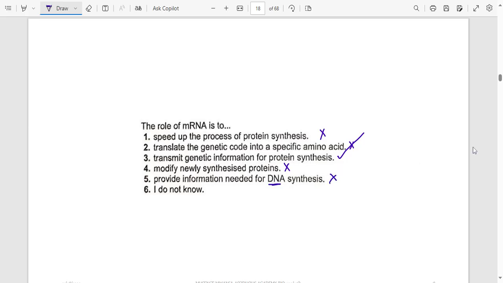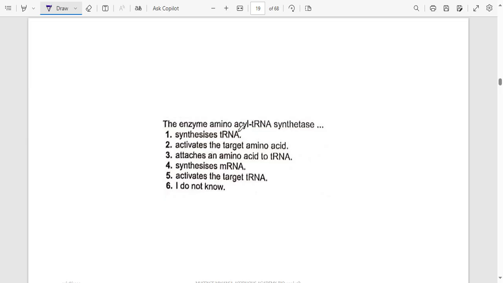All right. The enzyme amino acid tRNA synthetase synthesizes tRNA. Is that true? No. Activates the target amino acid. Is that true? Okay, I'll put a dot. Attaches an amino acid to tRNA. Is that true? Okay, good. Synthesizes mRNA. Is that true? No. Activates the target tRNA. No.